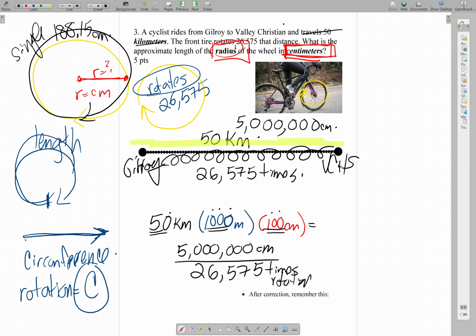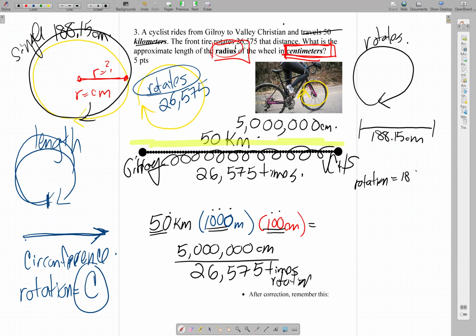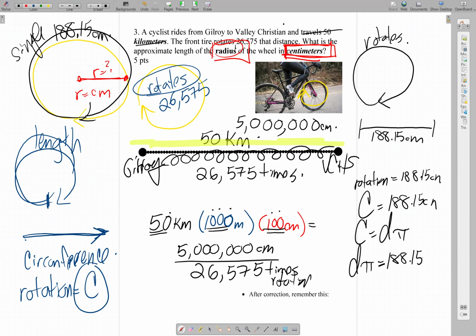Now, always ask yourself, what did I find? I found when that wheel rotates, it goes forward 188.15 cm. And remember, rotation and circumference are equivalent. So if my rotation equals 188.15 cm, my circumference equals 188.15 cm. And my circumference equals d pi. So d pi equals 188.15 cm.